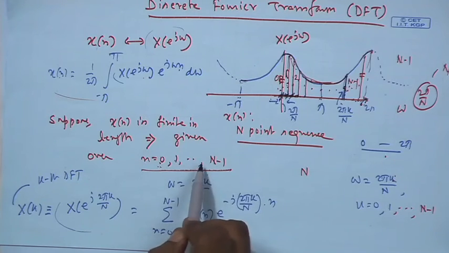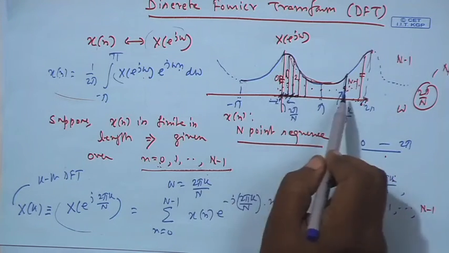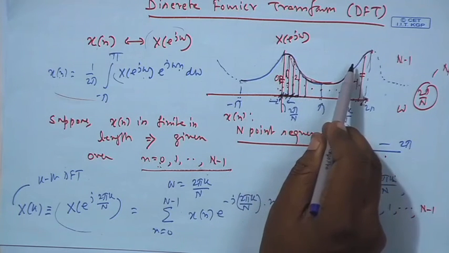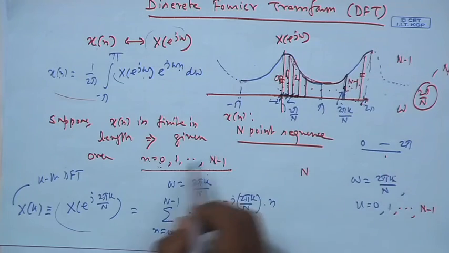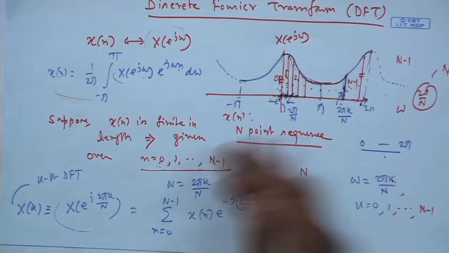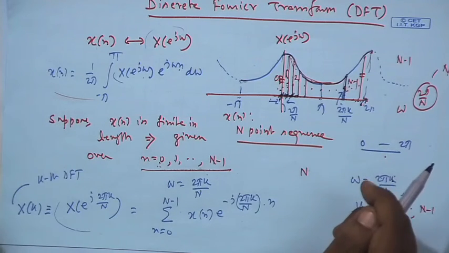If the length is capital N, at least that many samples are required of this envelope. I could take more, but if I take more, that will mean that the finite length sequence has a length larger than capital N, with extra zeros brought in.